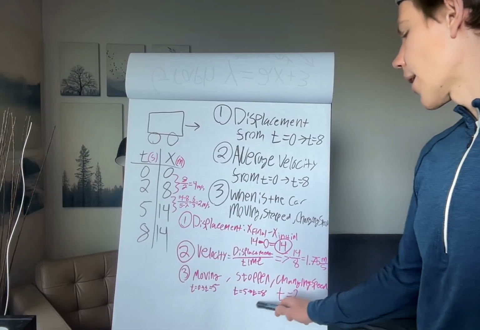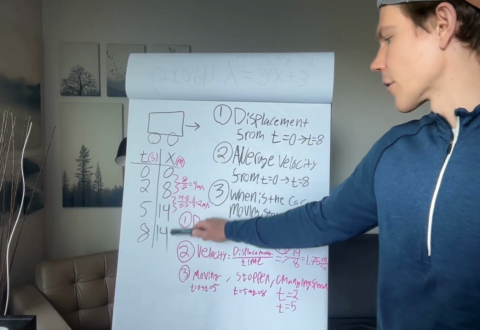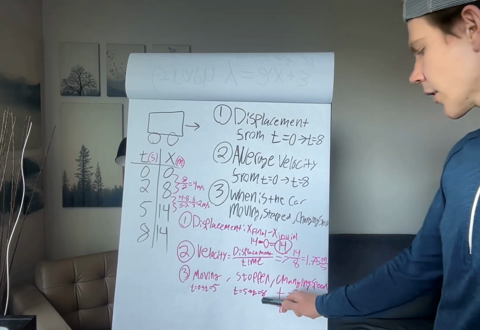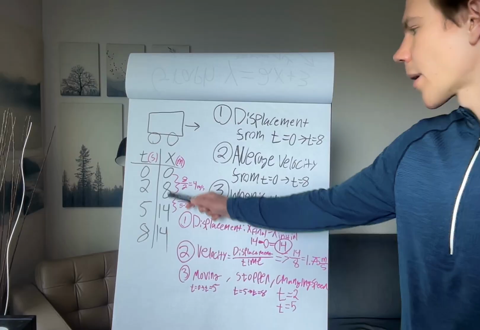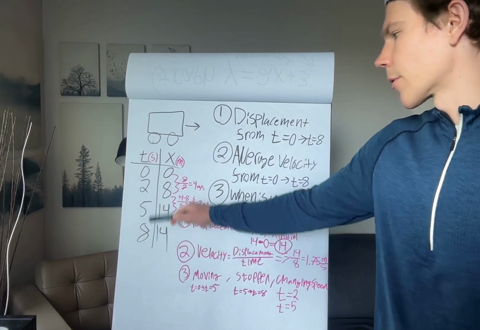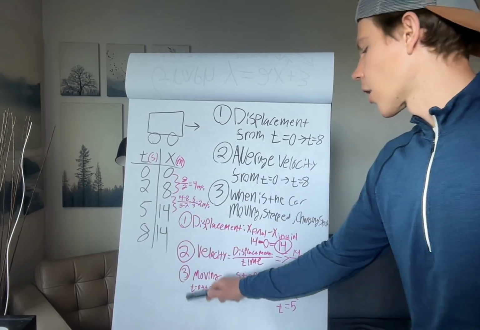And that actually is the answer for this. When is the car stopped? The car is stopped between time t equals 5 and t equals 8, because you can see here the position is not changing. Now, what about when is it moving? Well, remember, it was moving from 0 to 2 and 2 to 5, but then from 5 to 8 it was stopped. So from time t equals 0 to time t equals 5, the car was moving.